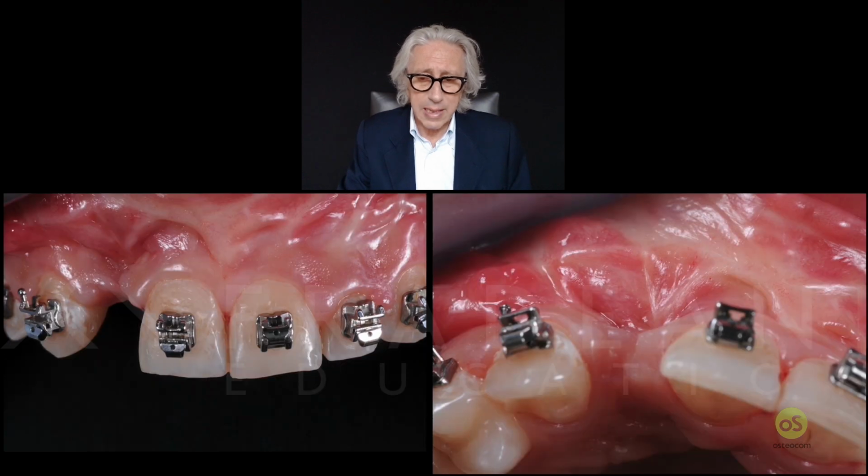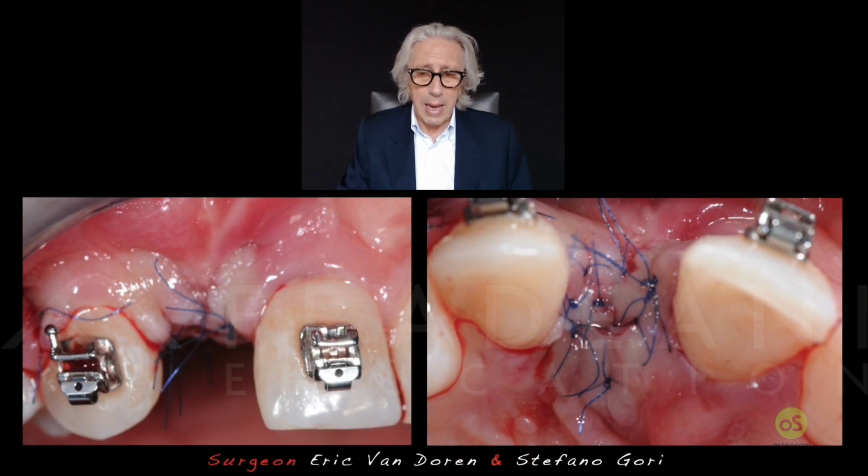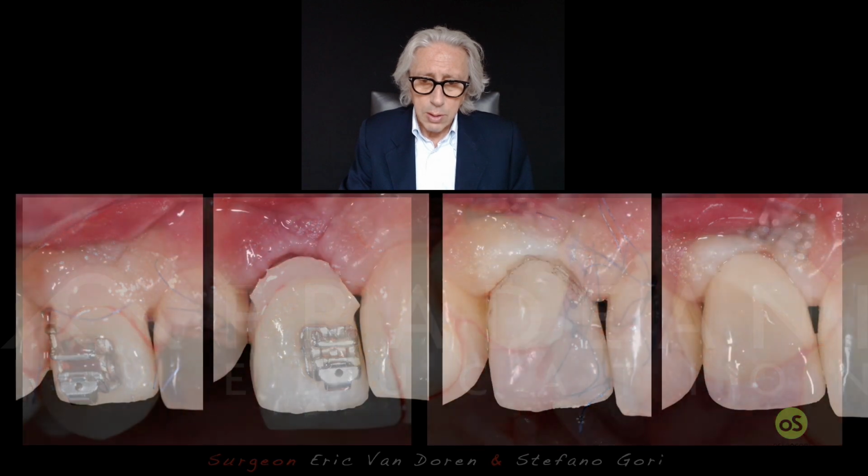The situation of the lateral incisor that was not there. We have a cleft palate, in this case, that was creating this kind of big hole you could see there. It's very complicated to put an implant and make a good aesthetic result. But I asked Eric Van Doren and Stefano Gori to help me surgically, and we obtained a nice result in reconstructing this area with soft tissue and bone.